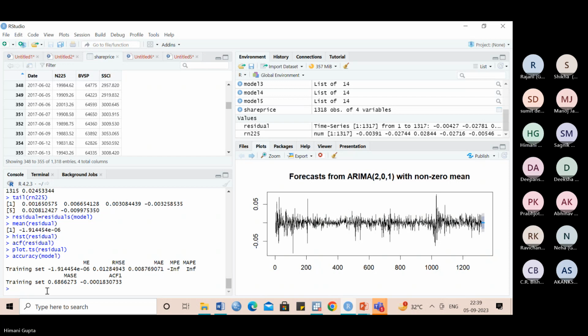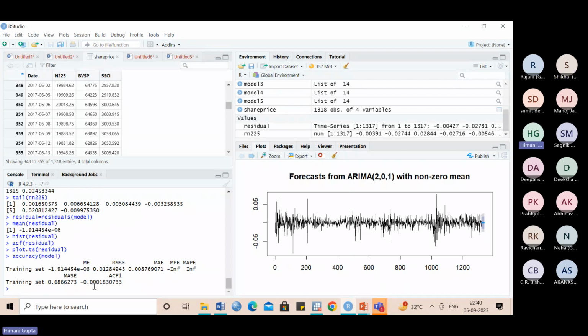Got it? Any doubt? It means that in ME, RMSE, MAE, whichever has the least amount, we will have to choose that.